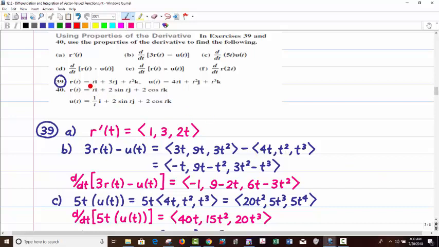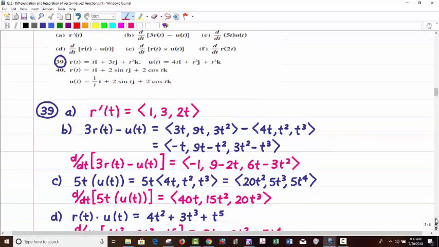So the r basically is t, 3t, t squared. So r prime would be the derivative of t is 1, 3t is 3, t squared is 2t. So that would literally be the answer for that one.